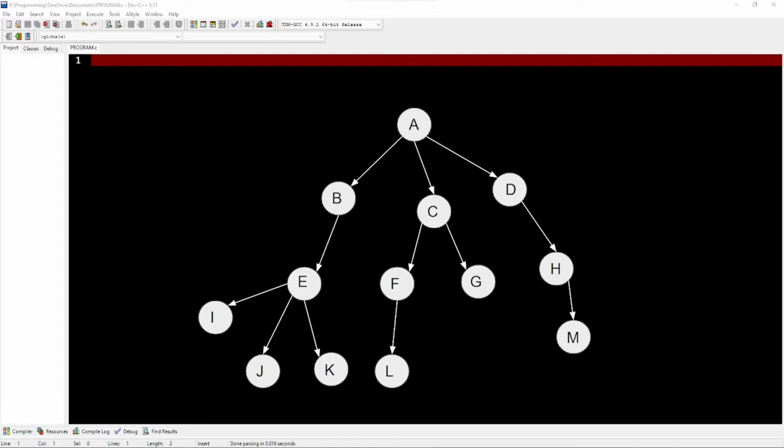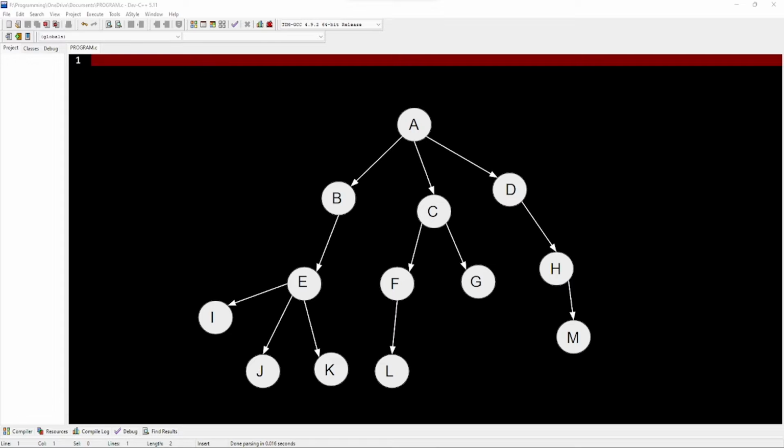Furthermore, B is connected to E, C is connected to F and G, D is connected to H and so on. So as you can see, this forms a hierarchy of nodes in which the first node has the highest hierarchy, sitting right on the top level, and the other nodes are right below it. For example, B, C and D belong to the next level of the first node. Similarly, E, F, G and H belong to the subsequent level and so on. So this kind of data structure is known as a tree.